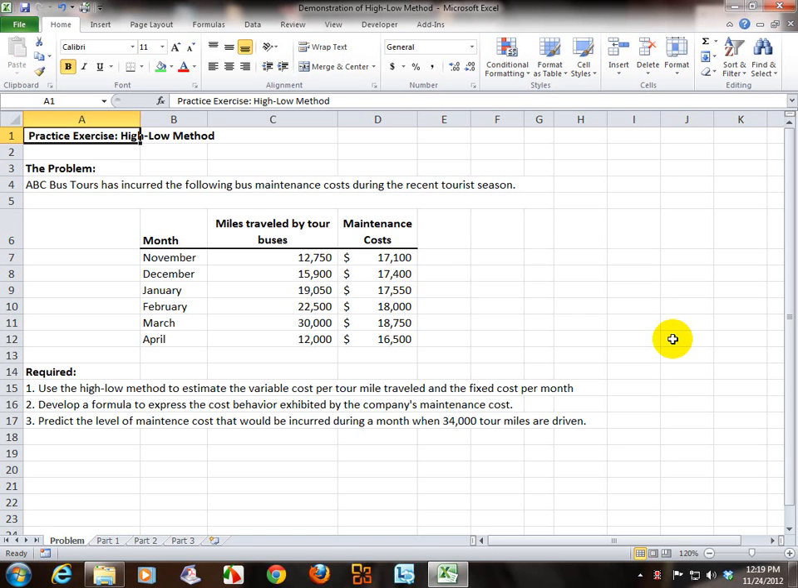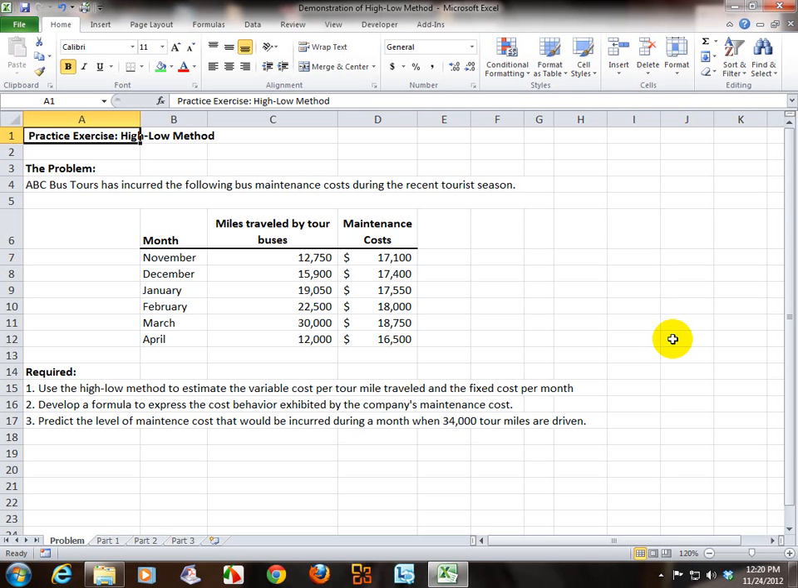In this practice exercise, we will demonstrate how to use the high-low method to allocate variable and fixed costs as segments of total cost. Here in this situation, we have ABC Bus Tours that incurred maintenance costs during a series of months from November to April. We have a chart here that shows us the miles driven by those buses as well as the relevant maintenance costs in total for those miles driven.